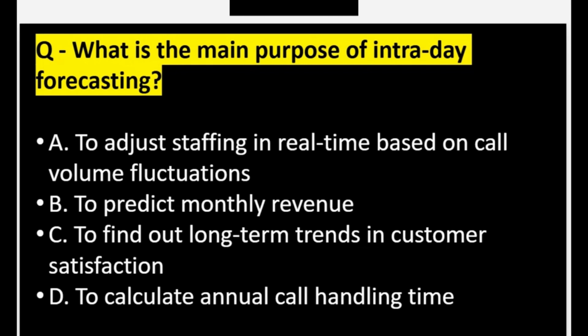If you have an overstaffing situation, a lot of agents are sitting idle and do not have much work. If you have an understaffing situation, agents are getting back-to-back workload, which is also not very good. So keeping that in mind, we have to make sure that what is happening in the real-time scenario is adjusted in the forecasting method, so that it helps us get the right number of resources available.